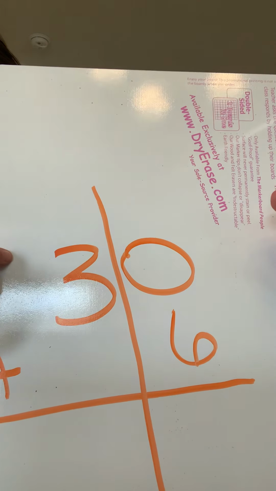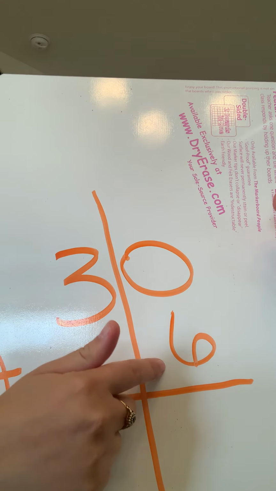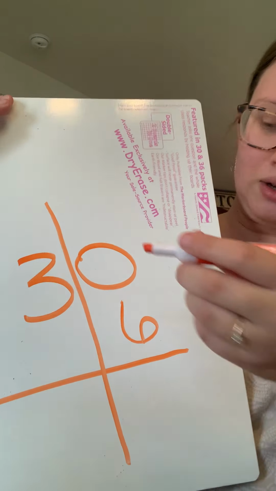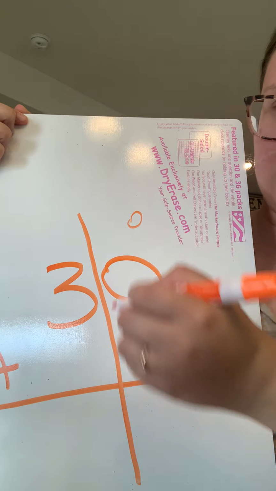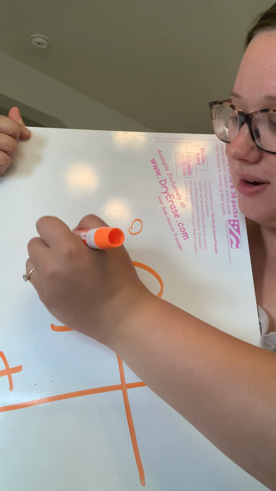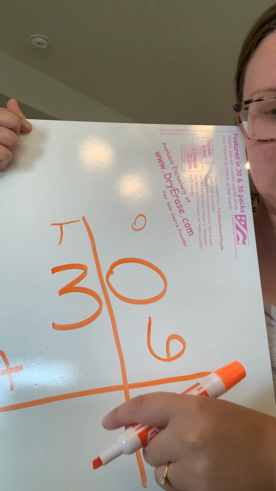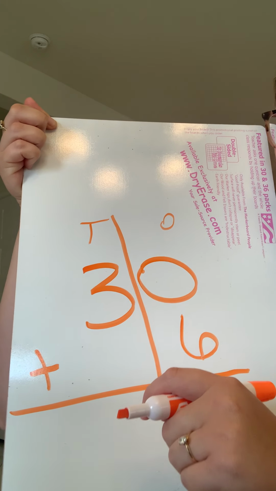30 plus 6. Remember, you need to line up your ones and your tens place. So here's 30 and here's 6. Our 6 is located in our ones place. This is kind of crazy because my board's big and I can't really reach around it too well. So here's our ones place, they're lined up, and here's my tens place. I have my addition sign.